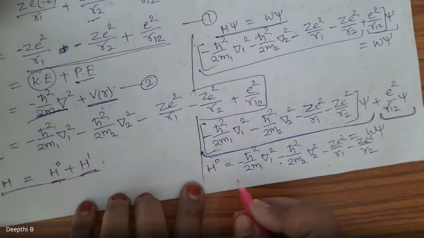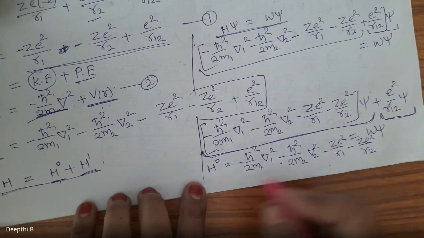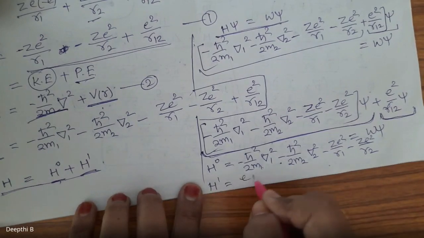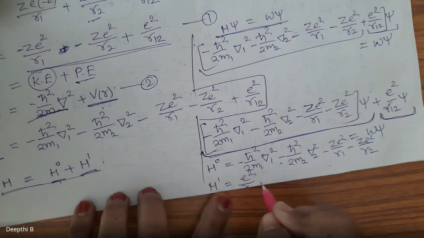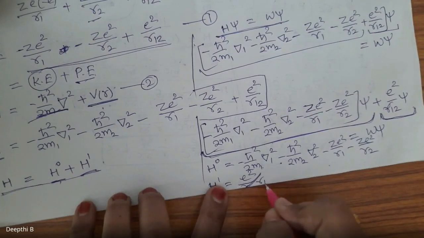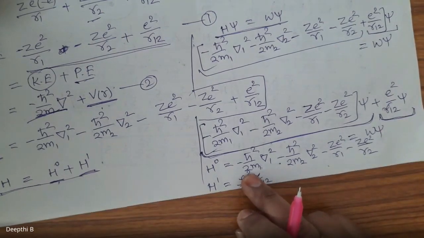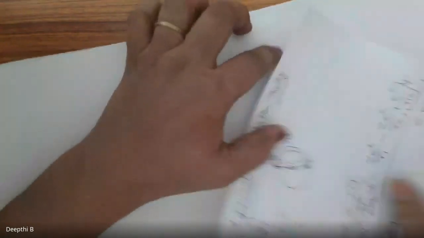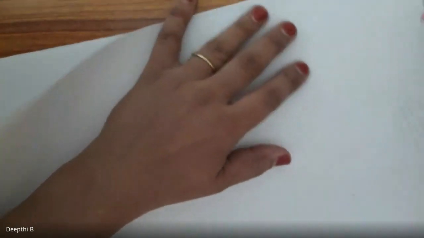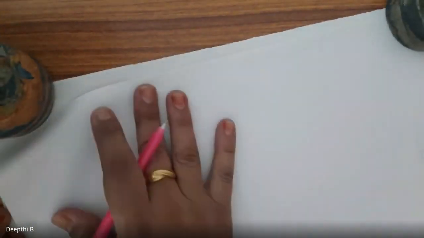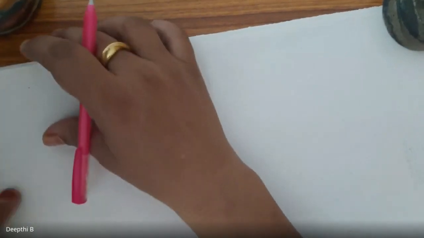Now what is your H prime? H prime is e square by R12. This is your H prime. So we get the Hamiltonian now. Okay. Now what will we do?